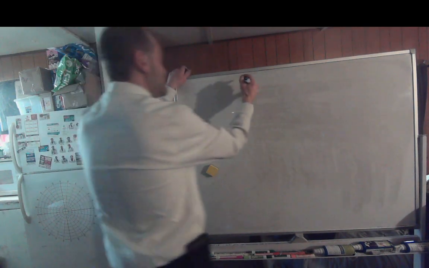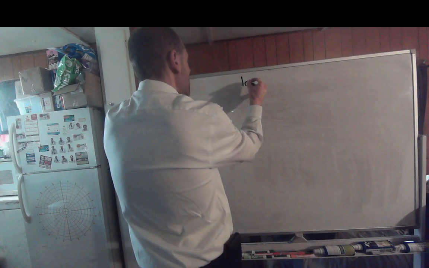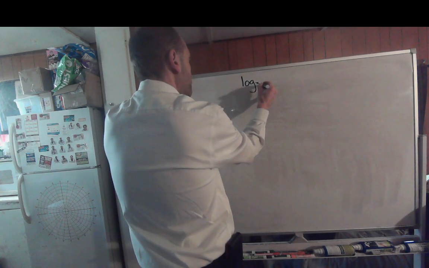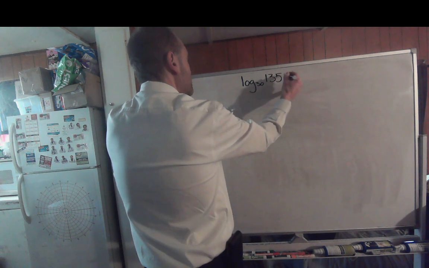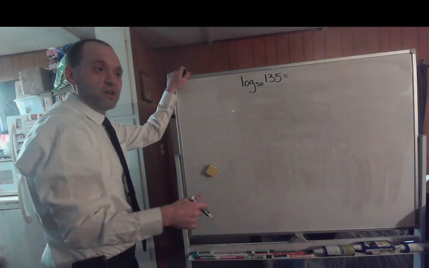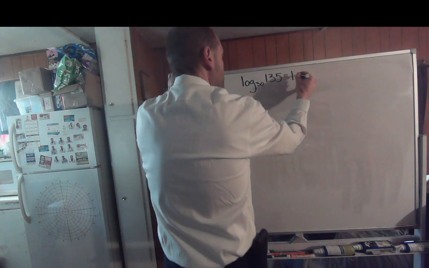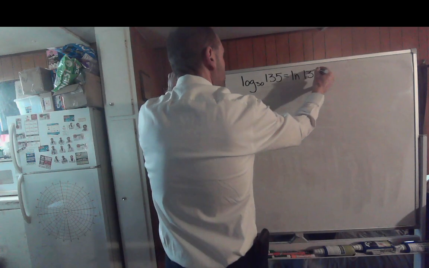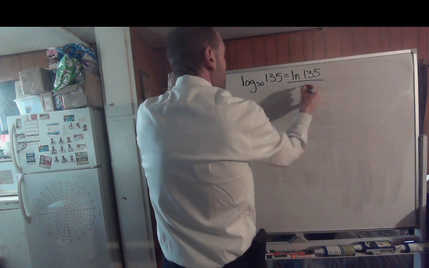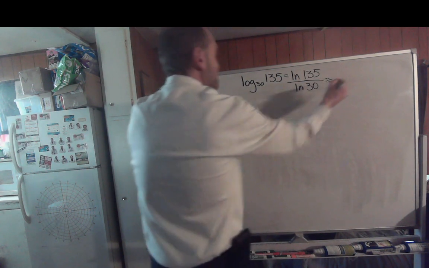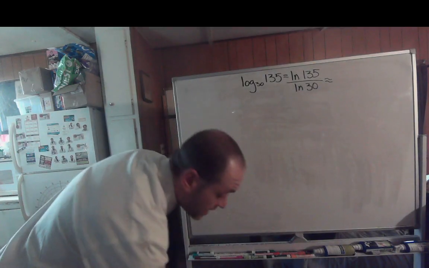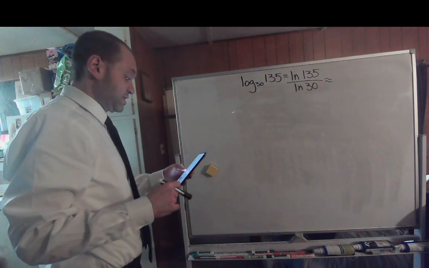I got one more. Let's say we have log base 30 of 135. So log base 30 of 135. This is the same as the natural log of 135 all over the natural log of 30, which now we can put those into the calculator and get an approximate 3 decimal place result.